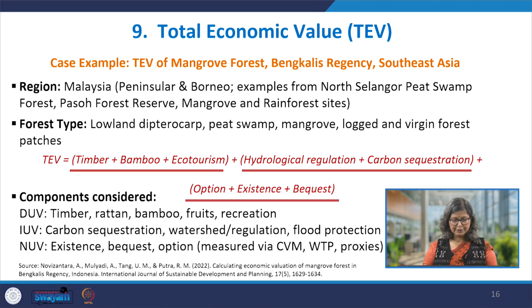So we'll be discussing one case under this TEV, that is the mangrove forest from Southeast Asia, the Malaysian Peninsula. And the forest type is the lowland dipterocarp, peat swamp, mangrove, logged and virgin forest patches. So it's a forest, it is having many different types of flora and fauna. So the TEV will take care of first the direct use value, then the indirect use value, hydrological regulation, carbon sequestration, and the last one is the non-use value and the optional value as well.